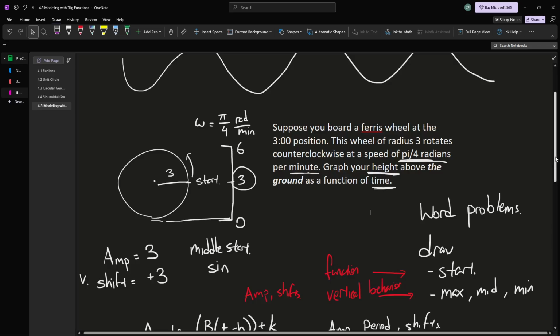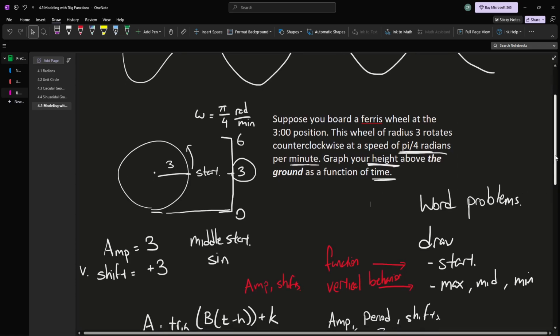Next, I must draw a picture, find my start position, and find the range of my movement: my max, my middle, and my min. This helps me see where I start and tells me what function I am. Sine starts at the middle. Cosine starts at the ends, at maximum. So I know it's sine. It's going to start from the middle.